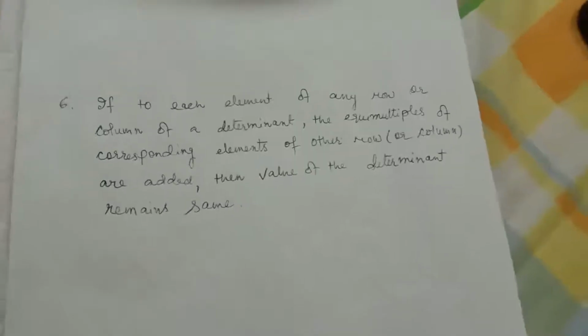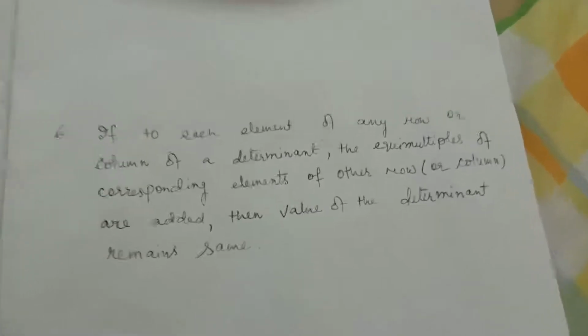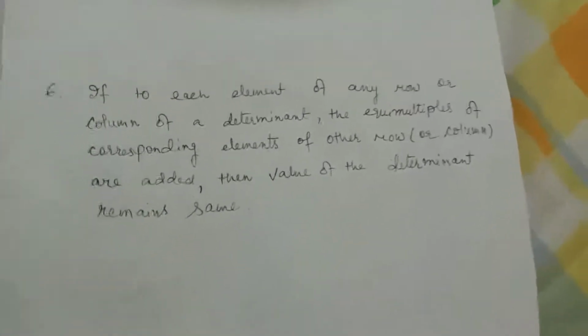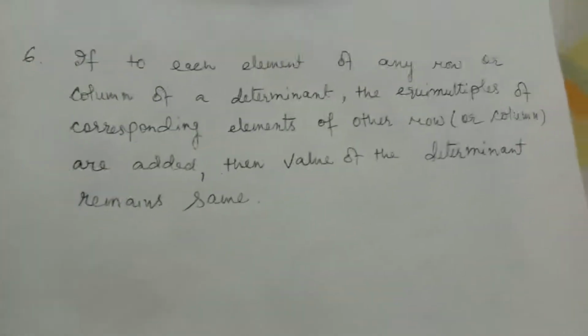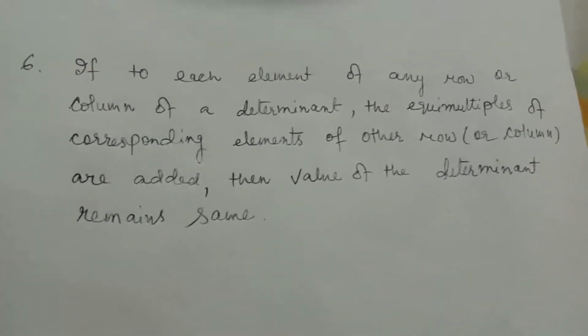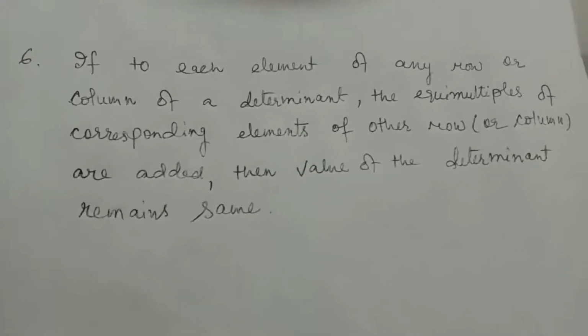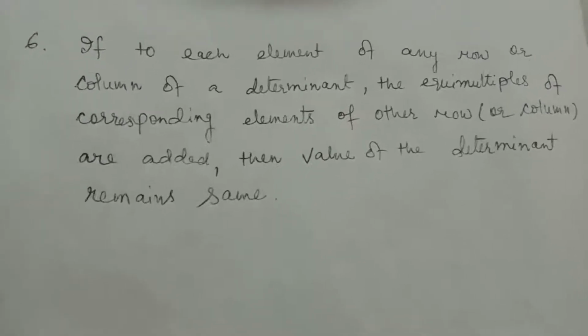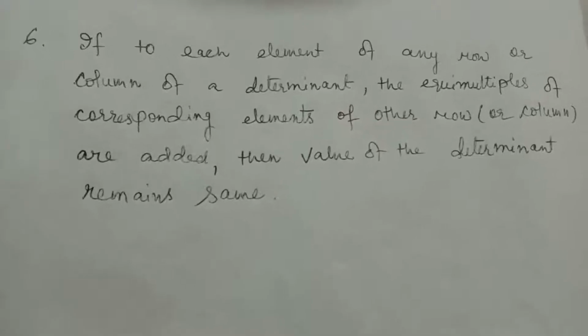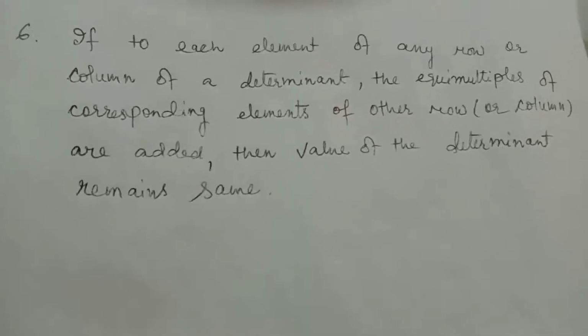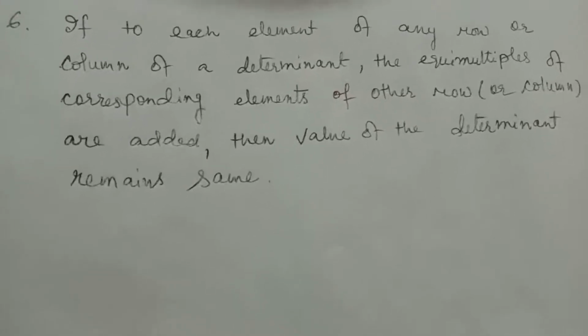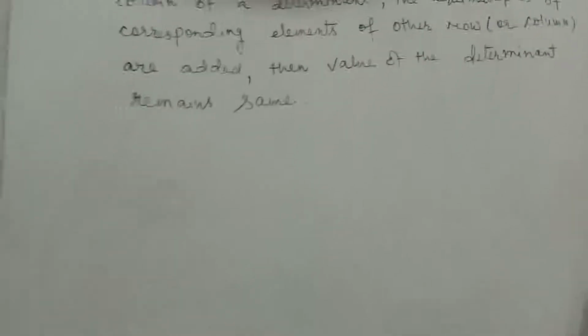Next, property number 6 is the most important formula, and this will be frequently used in solving questions. If to each element of any row or column of a determinant, the equimultiples of corresponding elements of other row or column are added, then the value of the determinant remains same.